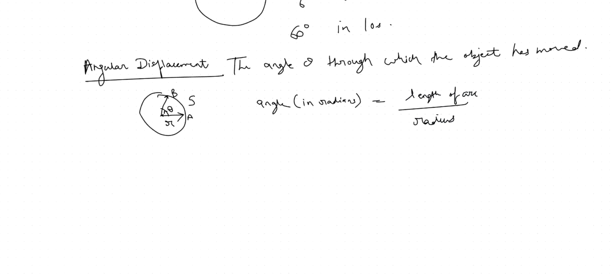So theta will be equal to length S divided by R. So theta is equal to S by R is the relation between angle, length of the arc and radius.